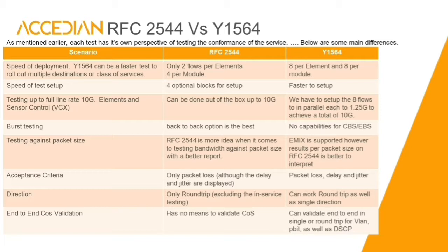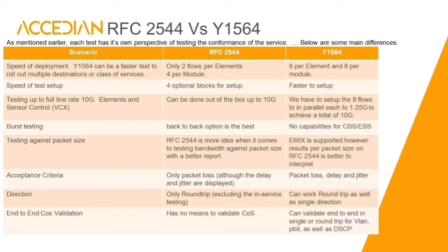When it comes to burst testing, the Y1564 unfortunately does not have any capabilities for burst testing. CBS, EBS, buffering: Y1564 is not the test. On the other hand, RFC 2544 supports bursting due to the back-to-back block, which is the last block, the fourth block of the test. It has the power and the capabilities to do burst testing, which is also very helpful for TCP window tuning and buffer tuning.